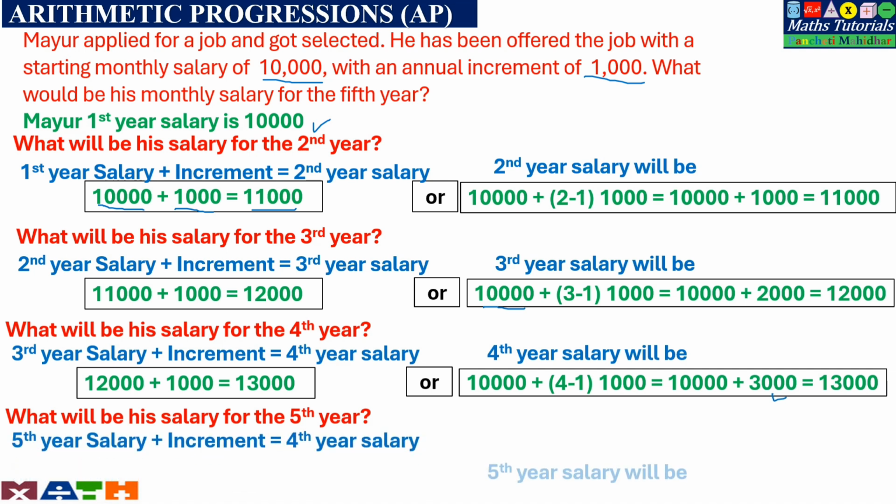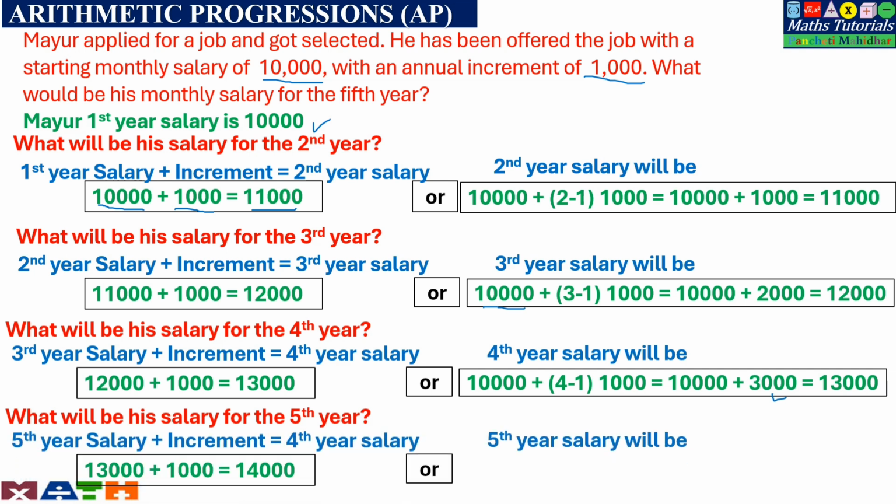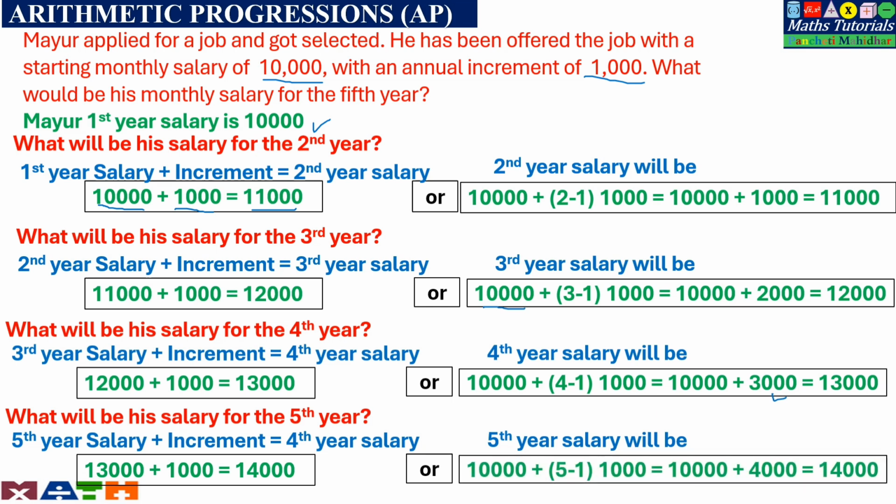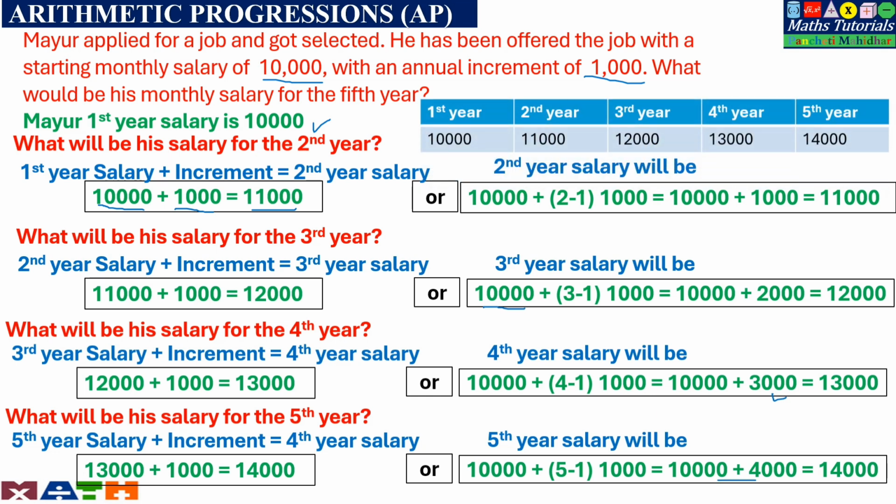His fifth year salary will be 13,000 plus 1,000, that is equal to 14,000. An is equal to a plus n minus 1 into D. 10,000 plus 5 minus 1 into 1,000, that is 4,000. 10,000 plus 4,000 is equal to 14,000. First year, second year, third year, fourth year, fifth year salaries: 10,000, 11,000, 12,000, 13,000, 14,000.